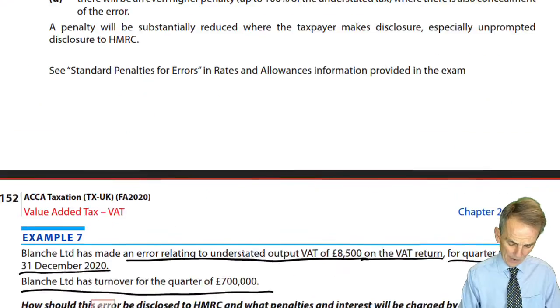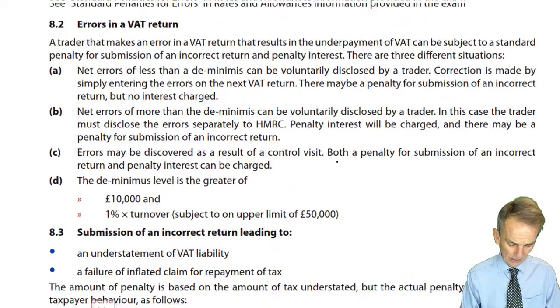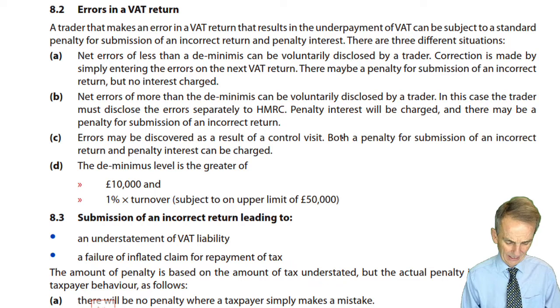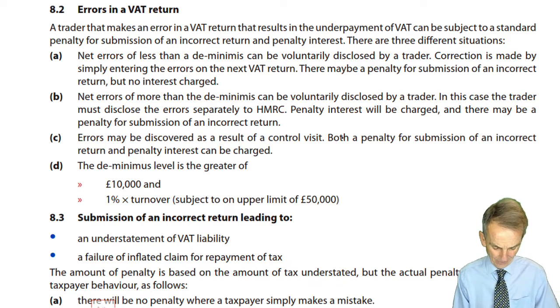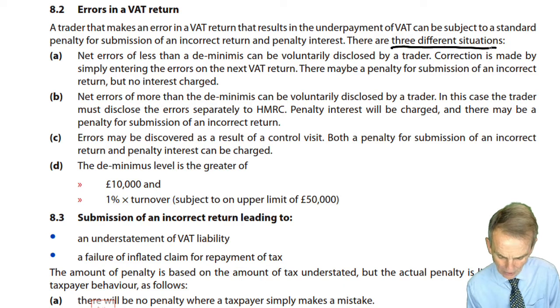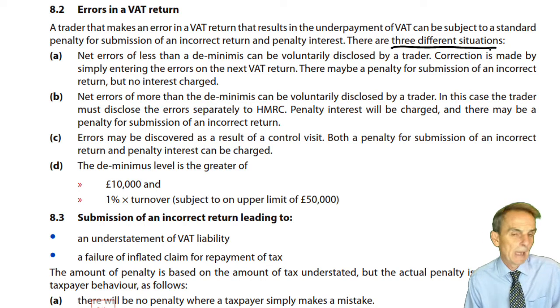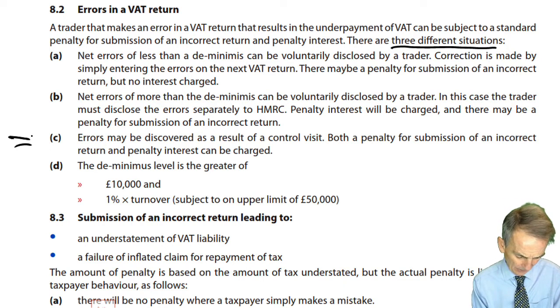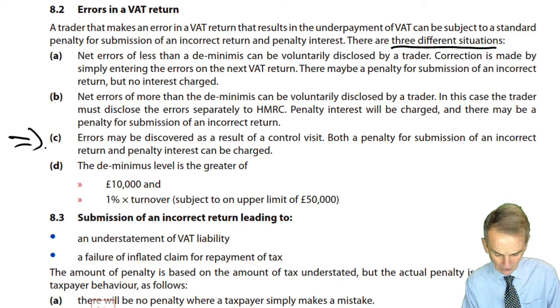Well, we don't have to go back very far in our notes. We're dealing with an error in a VAT return, quite clearly. Right, what you're told here is that there could be up to 3 different situations that we have to deal with. We then look at the outcomes related to them. You may recall here that the third of those particular situations was that one where the error is discovered as a result of a control visit by HMRC. They've come in, looked at our records, they find it. That hasn't happened here.